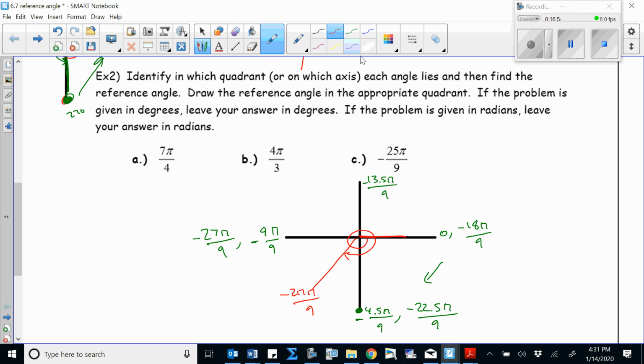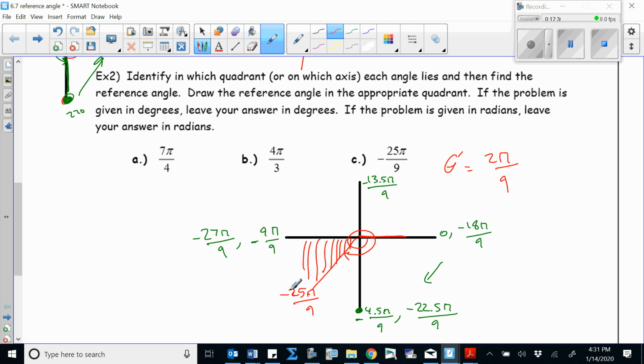Now my reference angle is going to be this distance between the terminal side and the x-axis. What is the distance between them? 27 pi minus 25 pi. Oh, this was 25. I guess I made a mistake here. So this was 25 pi. Okay, so this distance, which is 27 minus 25, is my reference angle. Theta prime is going to be 2 pi over 9.